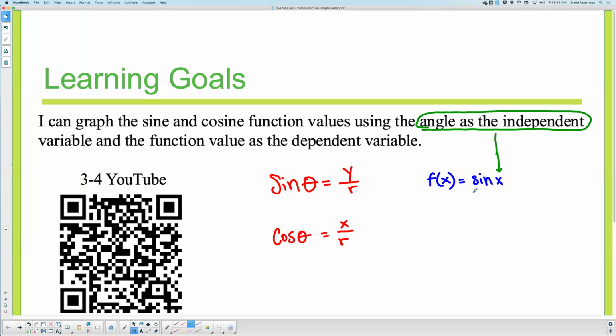And it would be the same thing for cosine. I'll do the letter g for cosine. If you had g of x, it would be, did I say sine? I meant cosine. It's the same thing. Your theta is actually going to be what's on the x-axis.